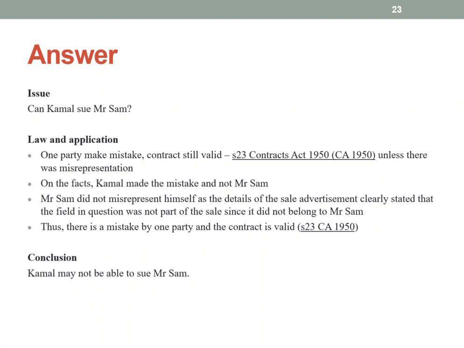Can Kamal sue Mr. Sam? Under law application, you can say that if one party makes a mistake, the contract is still valid. Section 23 says that, unless there was misrepresentation. On the facts, Kamal made a mistake and not Sam. Sam did not misrepresent himself, and the sale advertisement simply stated that the field in question was not for sale, since it did not belong to Mr. Sam. Thus, this was a mistake by one party, and the contract is still valid. Section 23 says that. Conclusion: Kamal will not be able to sue Sam for mistake. Are you okay with this?